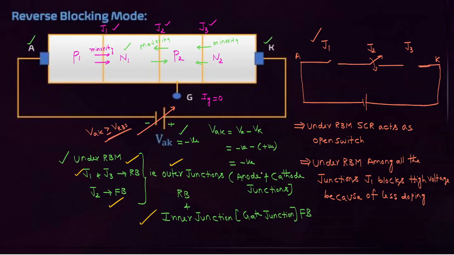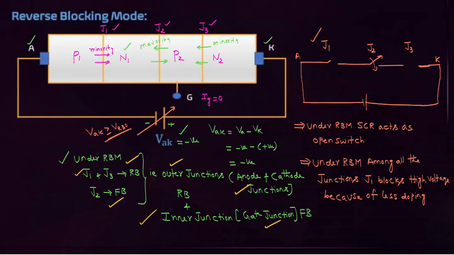Outer junctions are nothing but anode and cathode junctions, which are reverse biased. Like this, any statement we can expect. In the framing of the question, they will give the names J1, J3, J2 junctions, or they will call them outer junctions, or anode and cathode junctions. But here, in reverse blocking mode, you have to concentrate on which junctions are reverse bias and which junctions are forward bias.